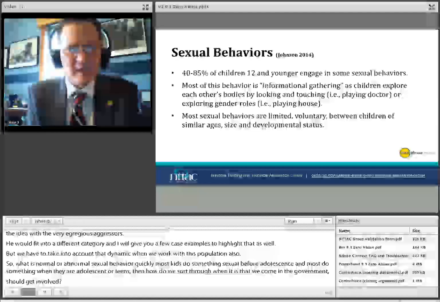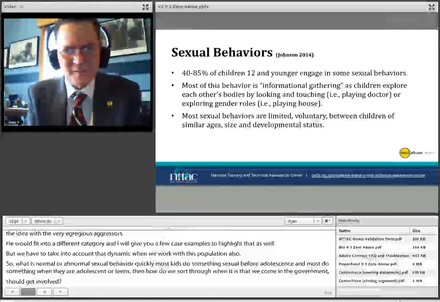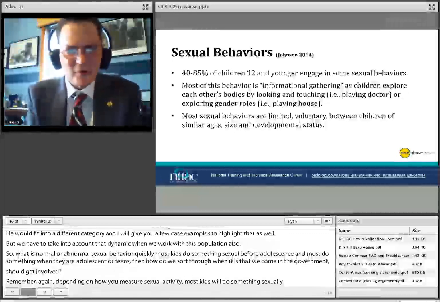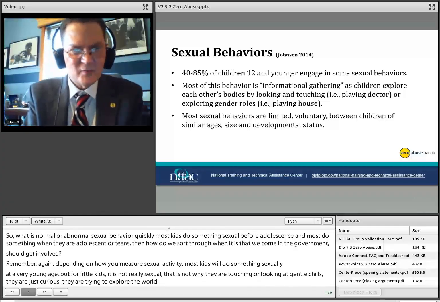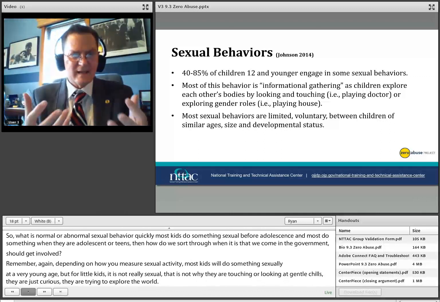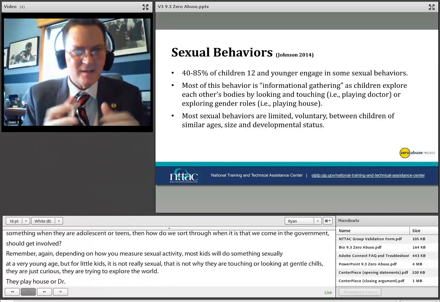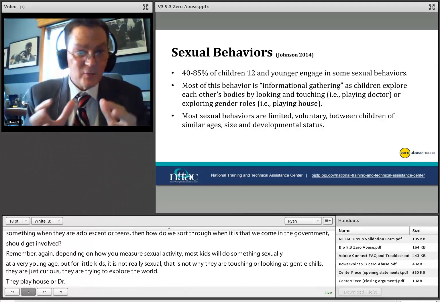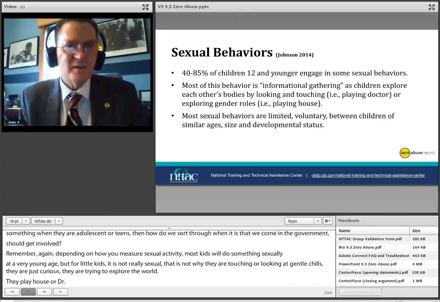Remember, again, depending on how you measure sexual activity, most kids will do something sexual even at a very young age. But for little kids, it's not really sexual. That's not why they're touching or looking at genitals. They're just curious. They're trying to explore the world. What are these things all about as they play house or doctor? And they're not driving toward the goal of an orgasm or sexual pleasure. They're just trying to figure out how these things work and what exactly you do with them.